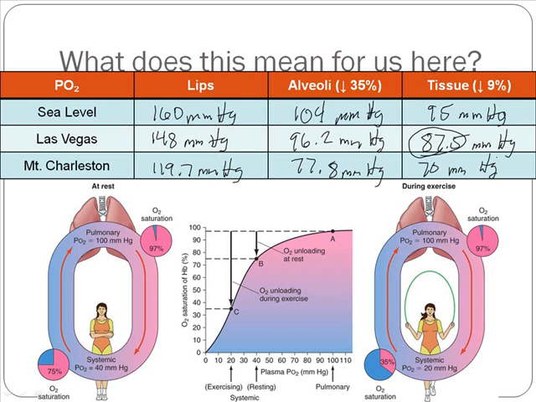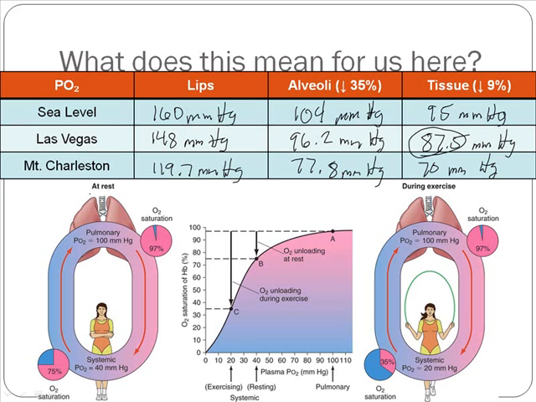This is very important when it comes to putting patients on oxygen. If you were to put a patient on a non-rebreather, you increase the PO2 at the lips from 160 millimeters up to, let's just use fun numbers, say 600 millimeters of mercury of pressure. If you increase the PO2 at the lips, you're going to increase the PO2 at the alveoli, and then you're going to increase the PO2 at the tissue levels themselves.